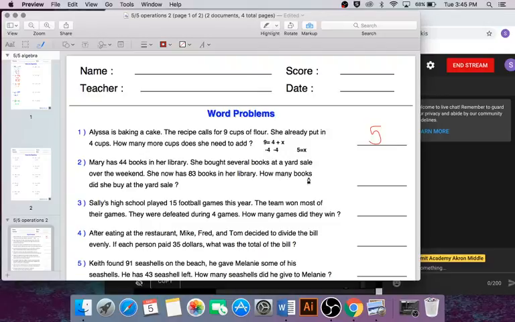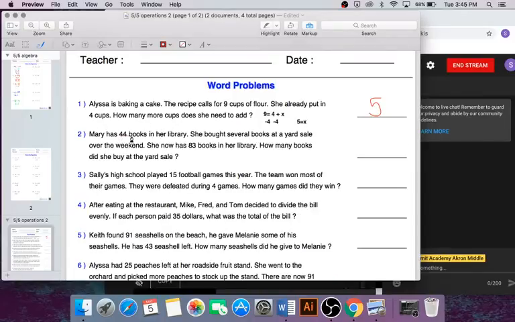For number 2, Mary has 44 books in her library. She bought several at a yard sale over the weekend. Now she has 83 books. So how many books did she buy at the yard sale? So we know that she started out with 44, and then she bought some, so we added to it. So we added X number of books, and now her total number of books equals 83.